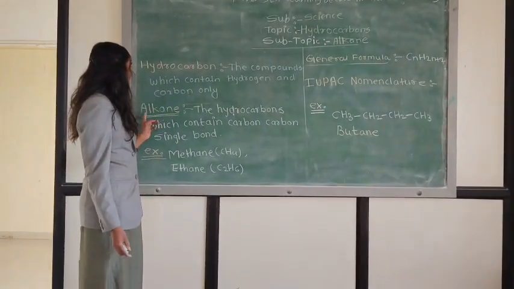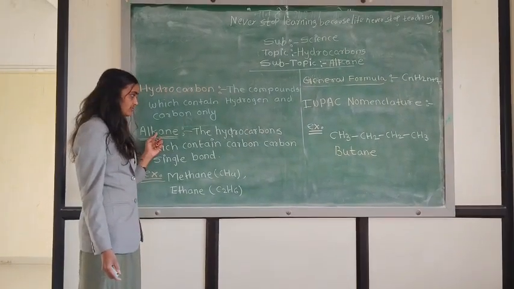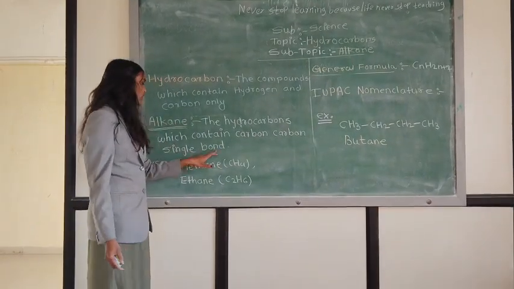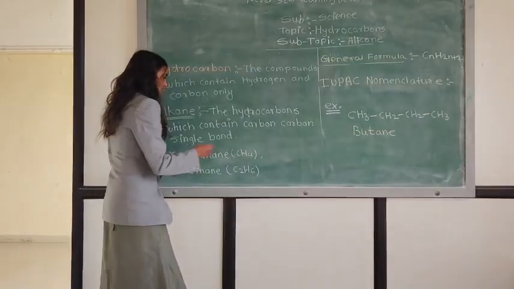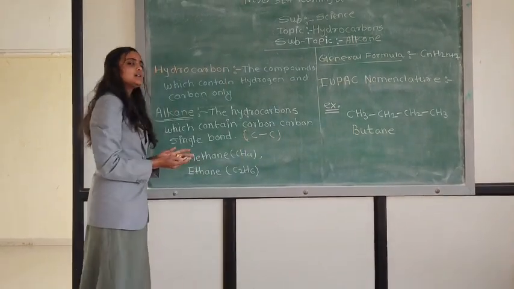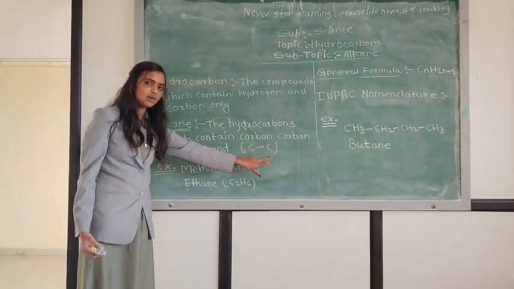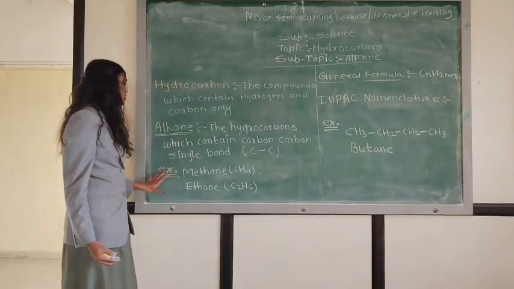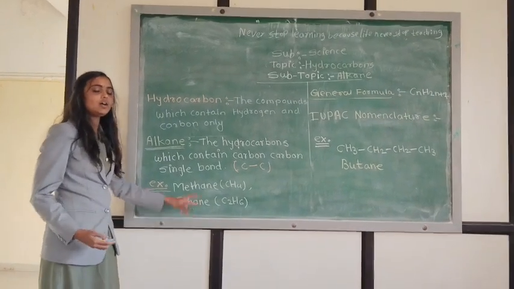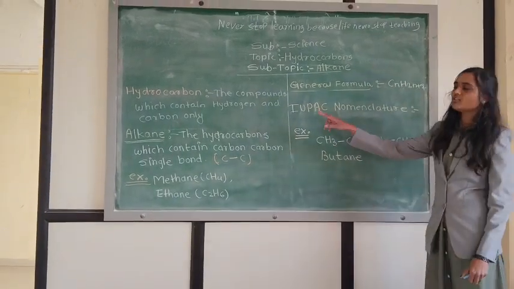And the first hydrocarbon we have seen is alkane. So what is the definition of alkane? We have seen that alkanes are hydrocarbons which contain carbon-carbon single bond. Between two carbons, a single bond is present. These hydrocarbons which contain carbon-carbon single bond are nothing but the alkanes. Examples of alkanes we have seen are methane, ethane, and again we can tell propane, butane, pentane, hexane, heptane, etc.